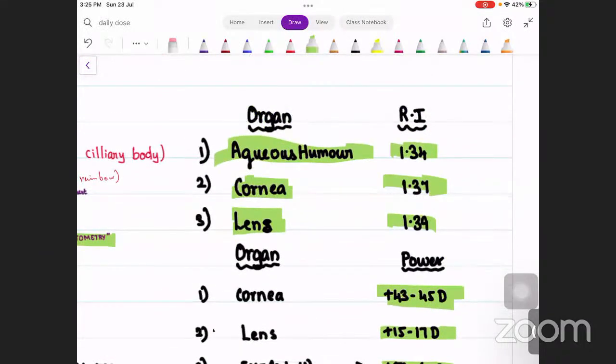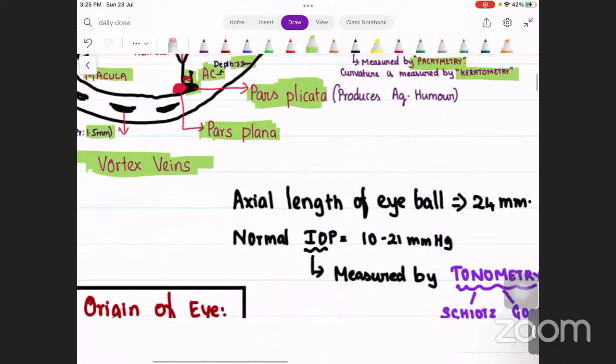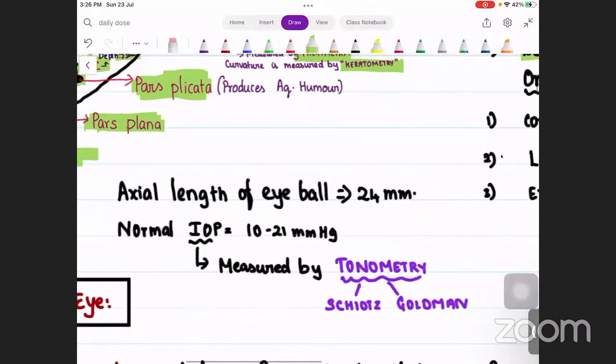What is the refractive index of aqueous humor? 1.34, cornea 1.37, lens 1.39. And power: cornea plus 43 to 45, and lens plus 15 to 17. Overall, it should be plus 58 to 60 D. And the axial length of the eyeball is 24 mm.